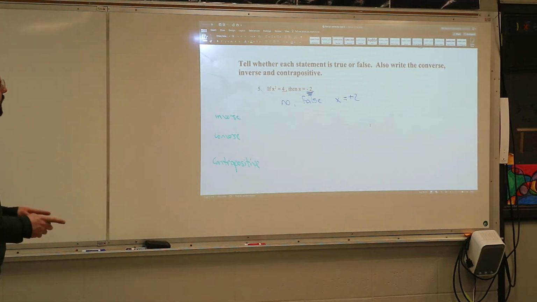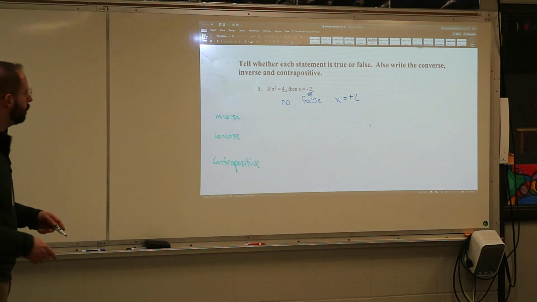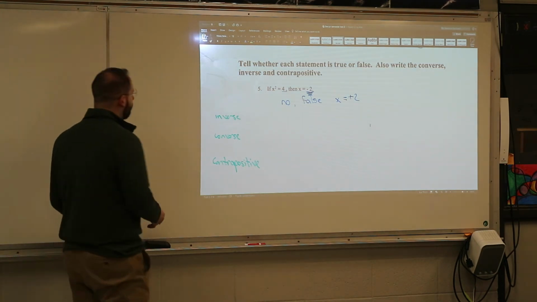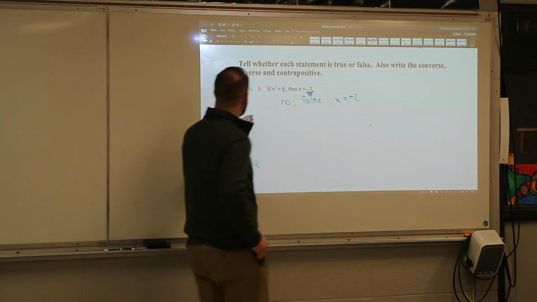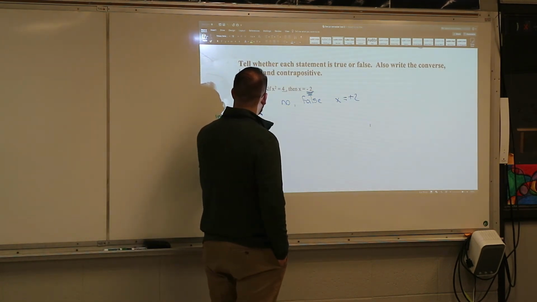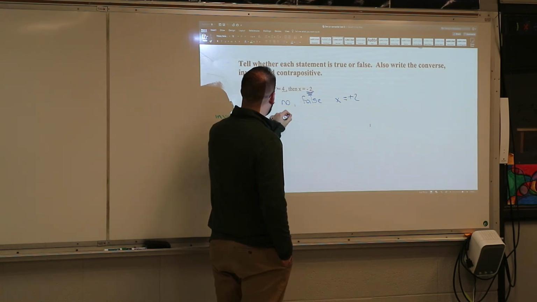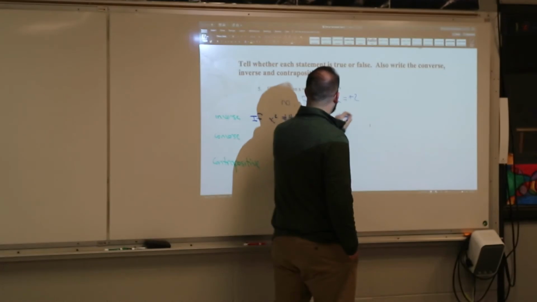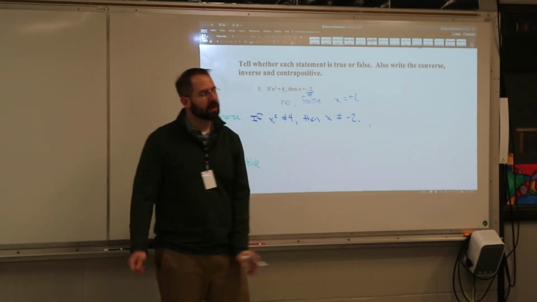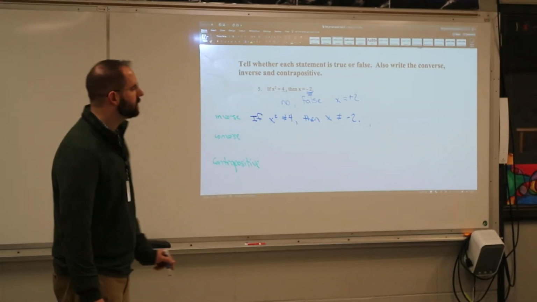Inverse. It's the same sentence, all I do is throw the word not in there. So, how do you throw a not with an equal sign in there? Slash through it. Put a slash through it. Very nice. Good memory on that. If x squared does not equal 4, then x does not equal -2. That's the best way to throw nots. That's an inverse. You just throw the word not in the sentences.